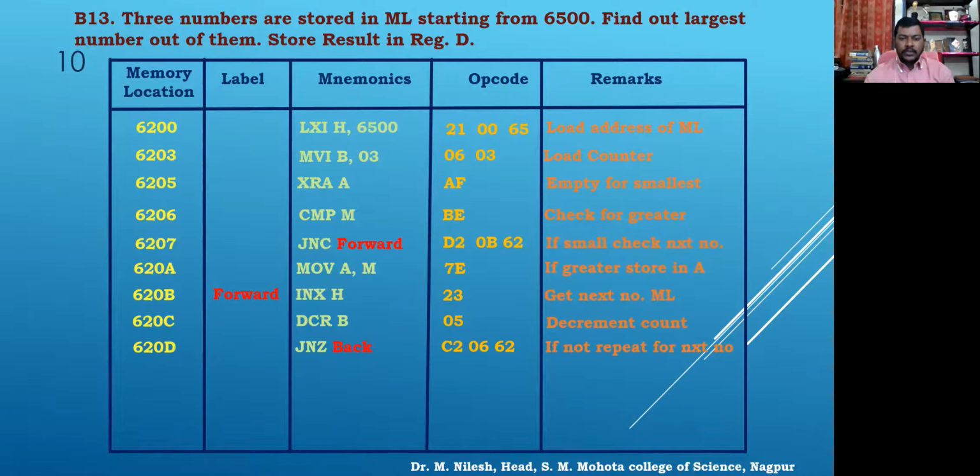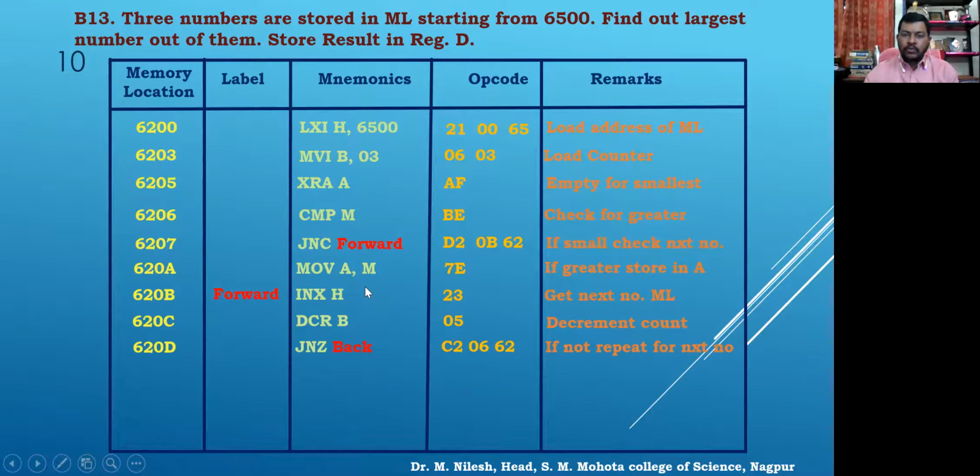Now if all the numbers are complete, it is going to jump at this point, that is 6206, this memory location. Compare M. So the next data will be compared with the accumulator, and again it will follow the loop and check all the 3 numbers, and it will find the greatest number, which is stored in the accumulator.